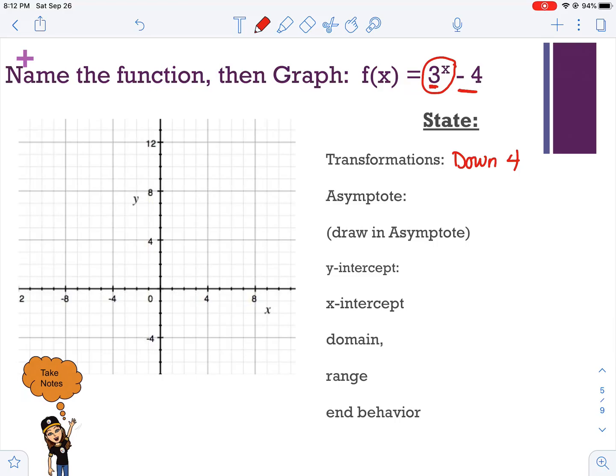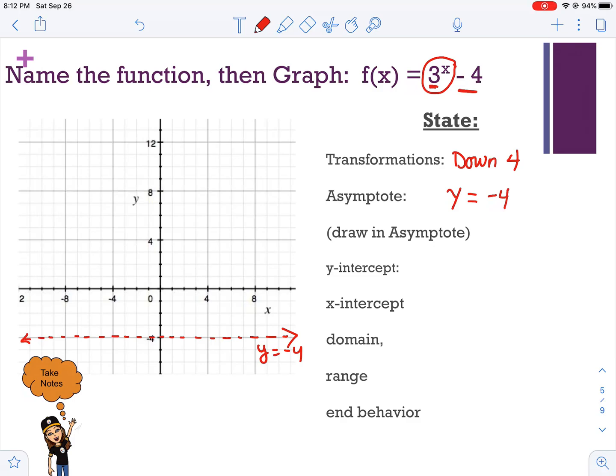Because this graph has been shifted down 4, I now know my asymptote will be at -4. And so I'm going to come along here and graph that asymptote. It will be a horizontal line that crosses the y-axis at -4. Notice that I made it a dotted line. Okay, that's going to be my boundary. So that's what our asymptote lines will look like. We always start by drawing them.